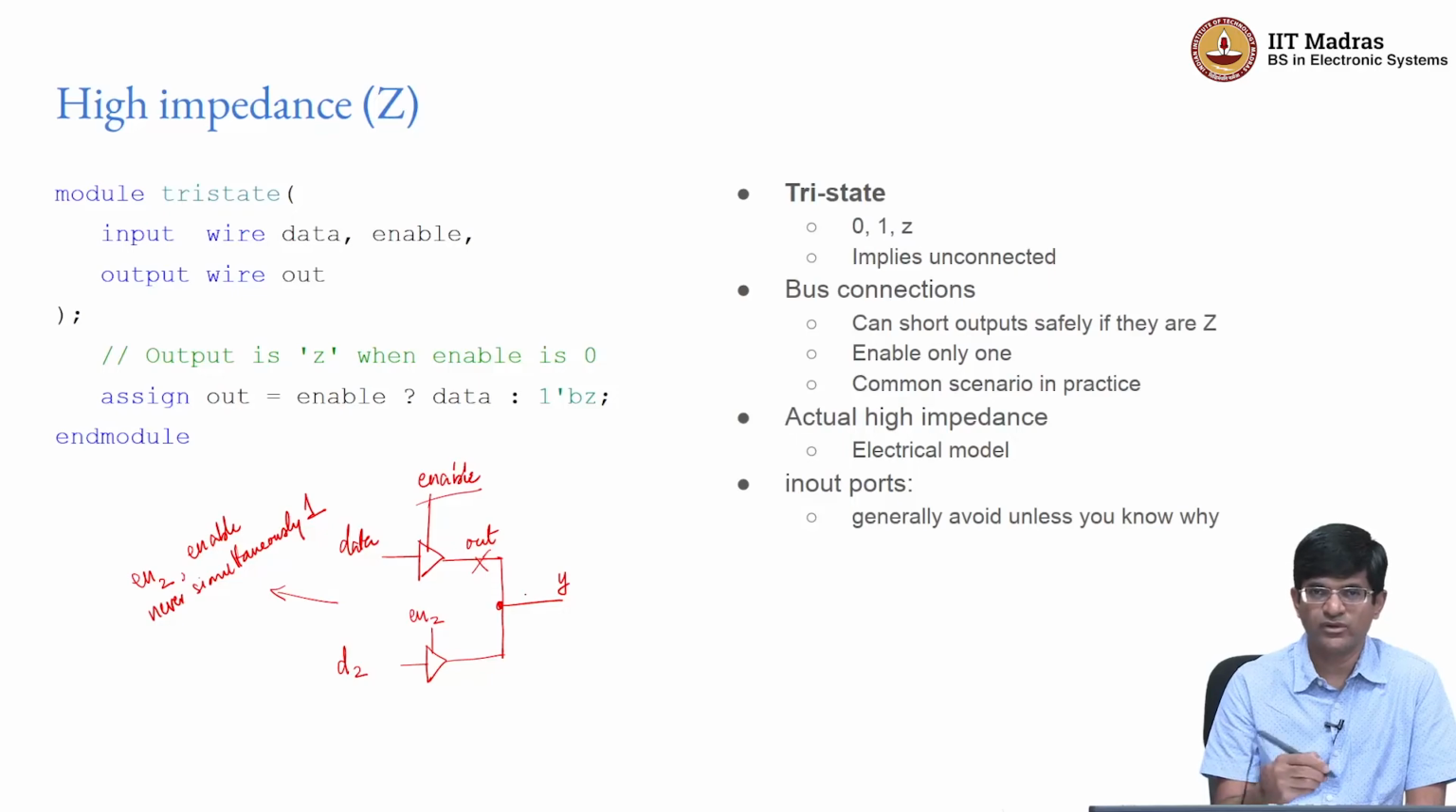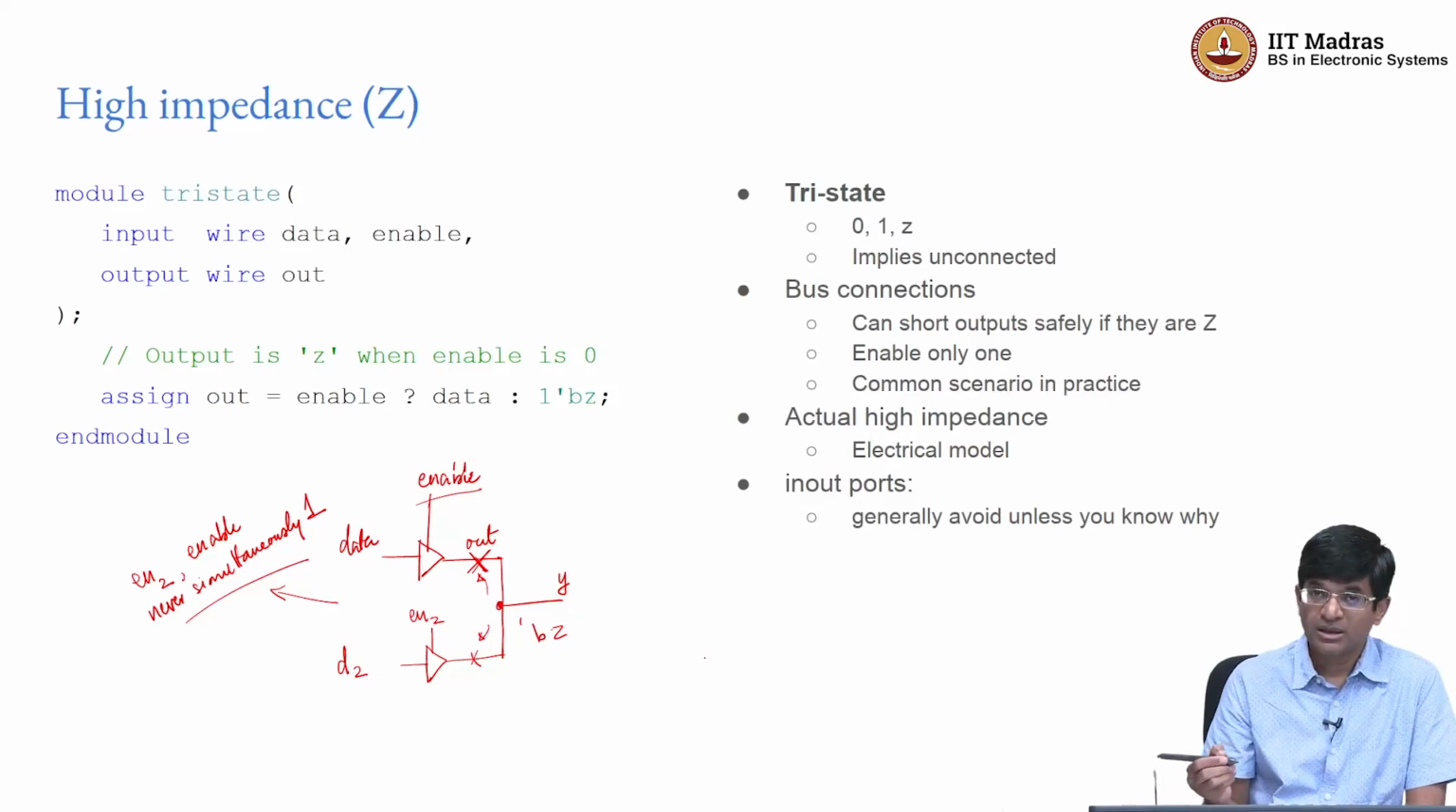So any possible chance of a short circuit is removed, because if enable was 0, this would be in a high impedance state and therefore no current can flow into it. If EN2 was 0, this would be in a high impedance state and therefore no current could flow into it. If both are high, that is a problem. You need to ensure that that can never happen. If both are low, that is not really a problem. All it means is this will also be in a high impedance state.